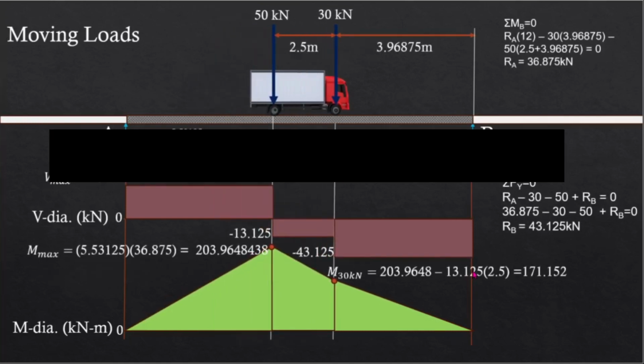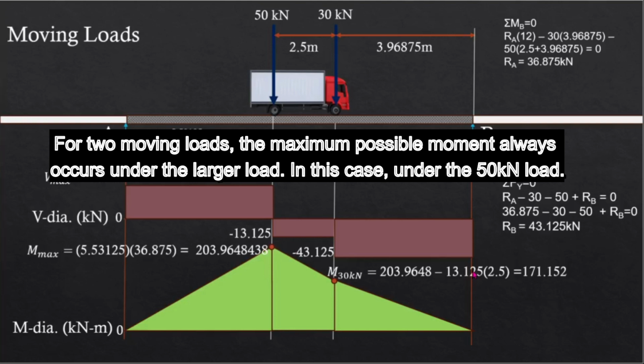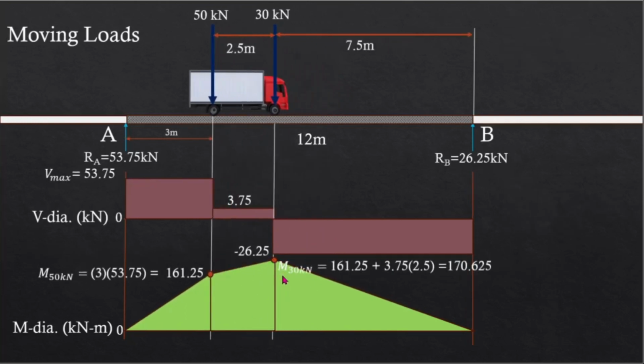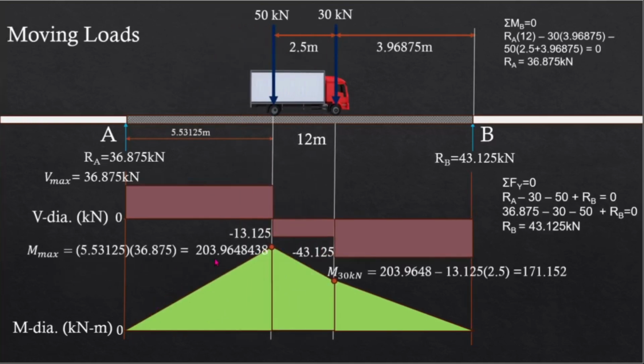Now for 2 moving loads, the maximum moment will always occur under the larger load. Now in our earlier situations, the larger moment is under the 30 kN load. And so that's why here we have 170.625, but it's not under the 50 kN load. And so that's not going to provide the maximum moment. However, in this configuration, the maximum moment is already under the 50 kN load, which is 203.96. While for the 30 kN load, it's only 171.152.